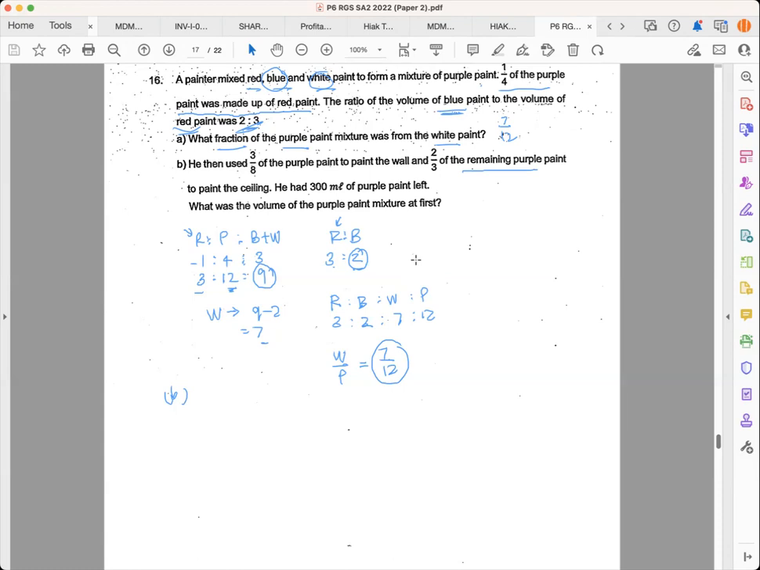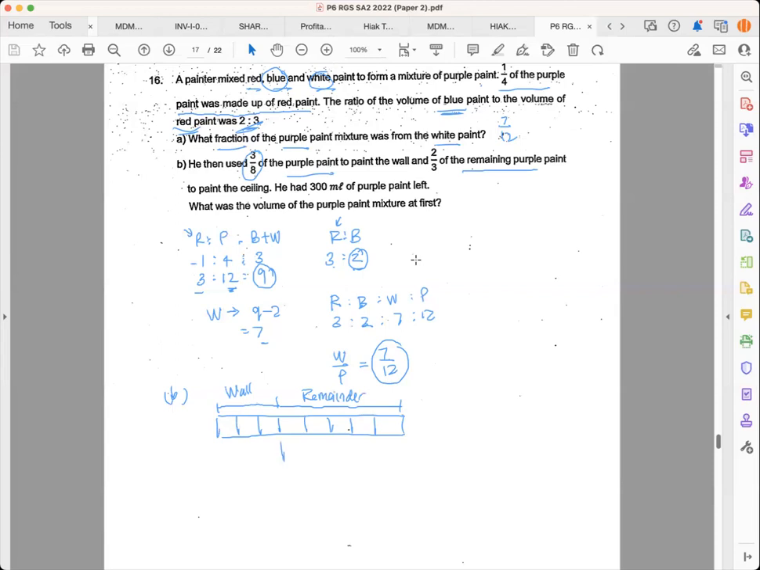So to begin, he then used 3/8 of the purple paint. This statement tells me that the purple paint can be divided into 8 parts. And that's why he can use 3/8. Now I draw a bar model that represents the purple paint and split it into 8 parts. 3/8 of the purple paint is to paint the wall. So 3/8 is here, to paint the wall. The rest will be the remainder. So I indicate remainder.